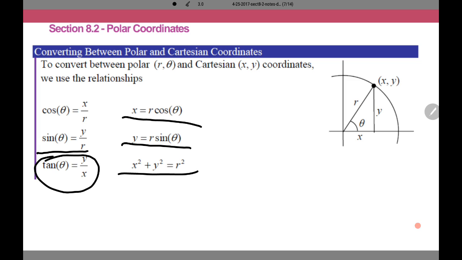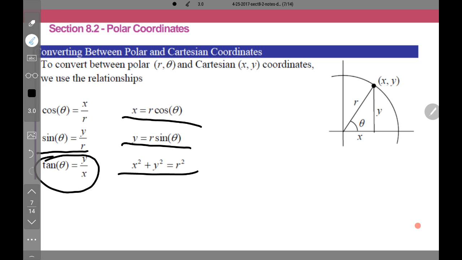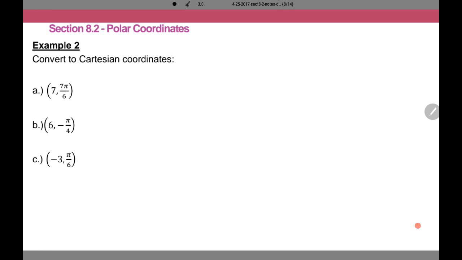Alright. So that's the good news. Those aren't anything new. We've used some of these before. So let's just convert some of these. Alright. So here r is equal to 7. Theta is 7 pi over 6.